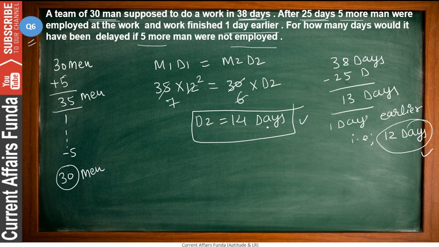Okay, so the days will be 14 days. So friends, from here we can conclude that our work should be finished in 13 days and we are basically taking 14 days. Okay, so that means we can say the work will be delayed by 1 day.